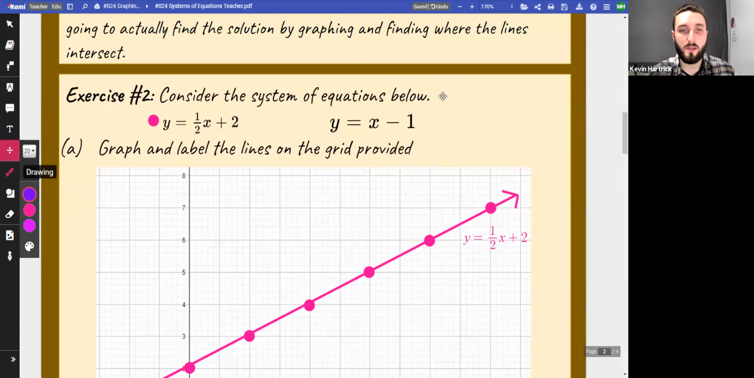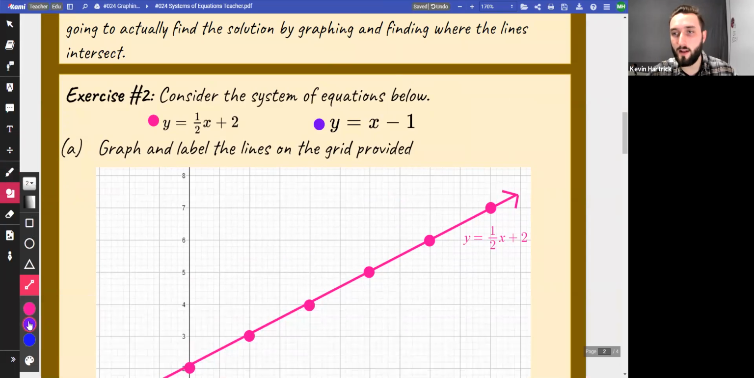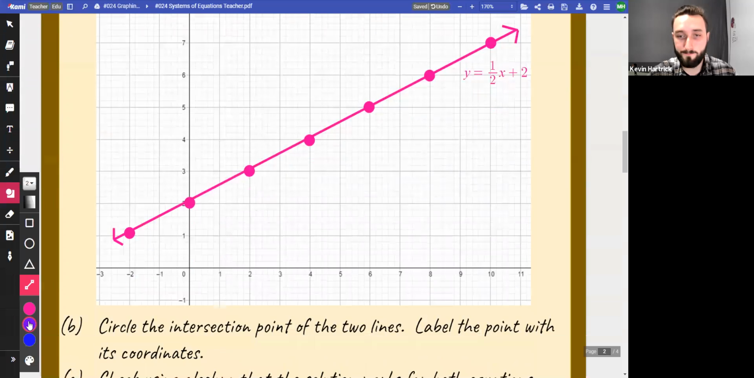Okay, now what we're going to do is graph the other one. So the other one is y equals x minus 1. I will remind you that if there's nothing in front of the x, that means it's a slope of 1. And to put 1 as a fraction, it's 1 over 1. So my slope here is up 1, right 1. I'm starting at negative 1.